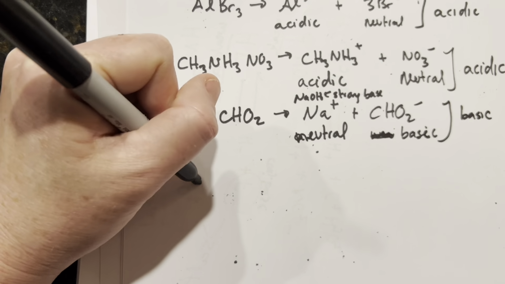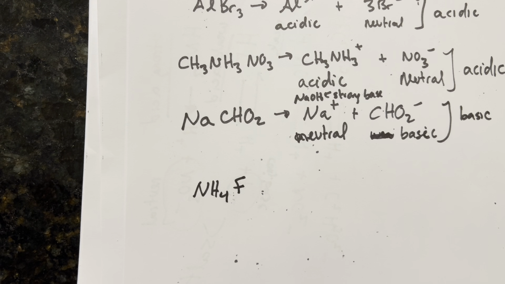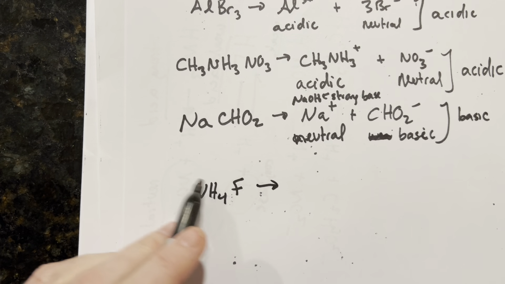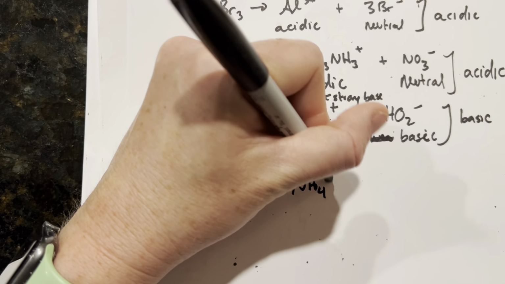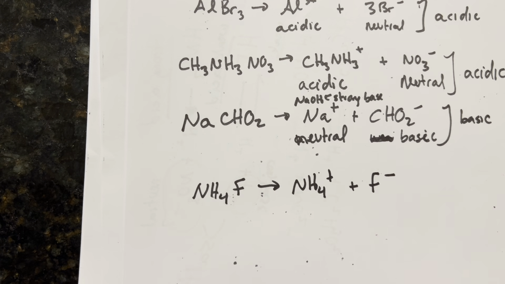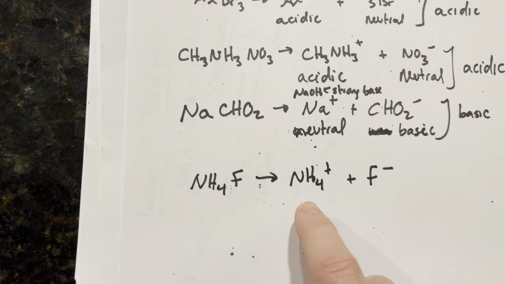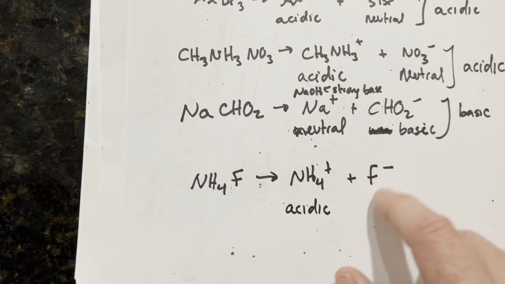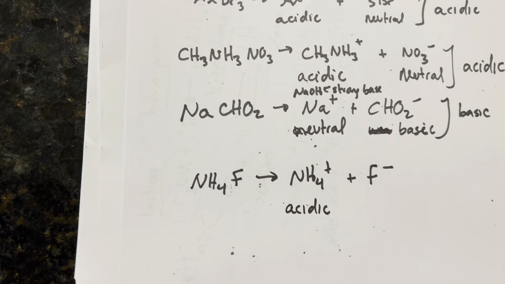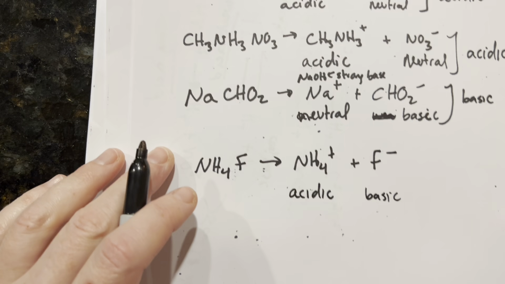And then we have NH4F. This would be NH4 plus, and this would be F minus. And now we might be in some trouble because when I look at this, I'm like, oh no, wait a second. This is the remnants from a weak base, so I know that this is acidic. And this is from HF, and HF is a weak acid, so I know that this must be basic. So which one's which?